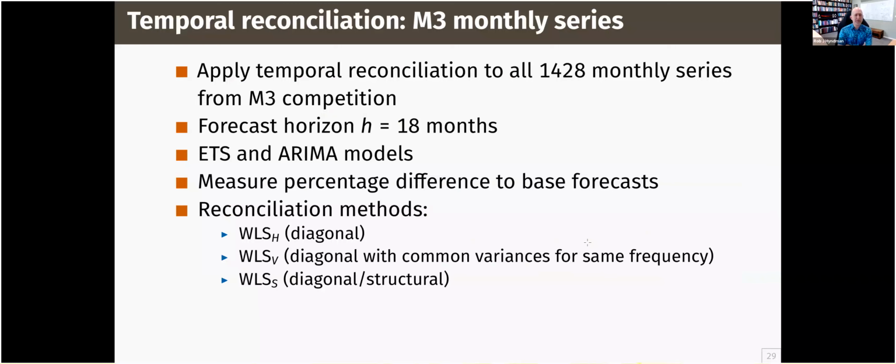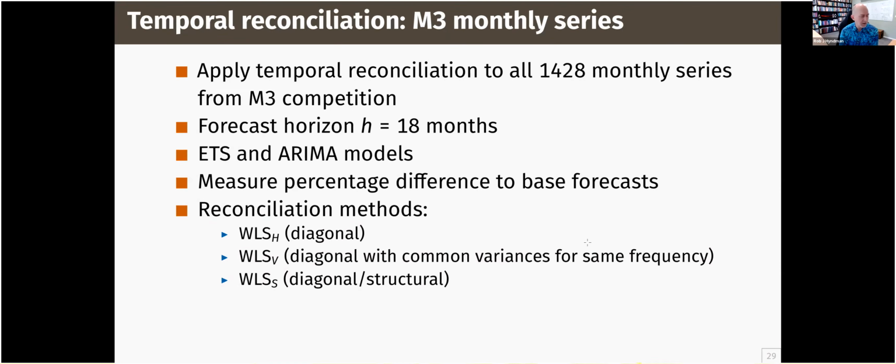So I'm going to demonstrate that this actually does help by using all of the M3 monthly data. So we're just going to take all 1,428 series. We're going to forecast 18 months ahead, like that was what was required for the M3 competition. I'm going to use ETS and ARIMA models, and I'm going to see how much temporal reconciliation improves the results using just temporal reconciliation applied using those two models.